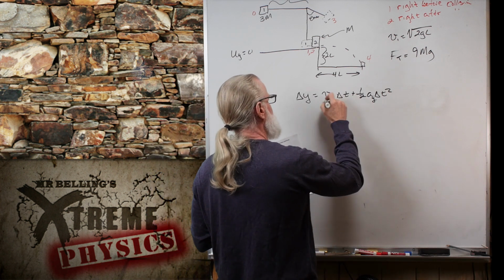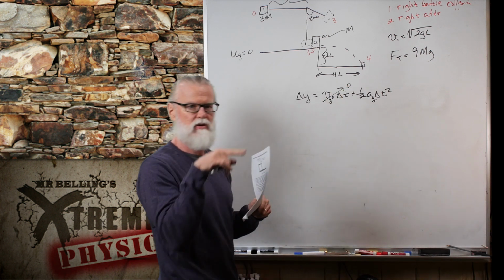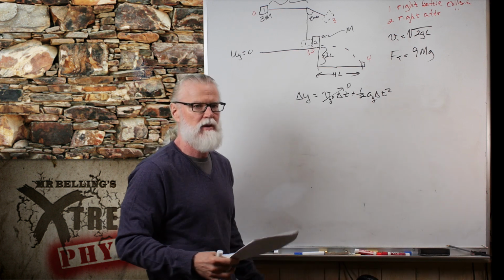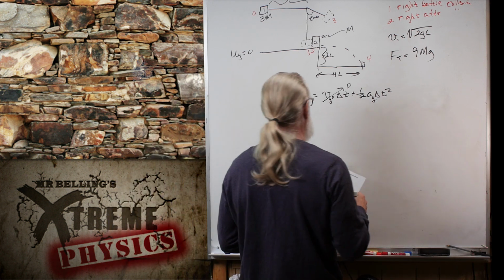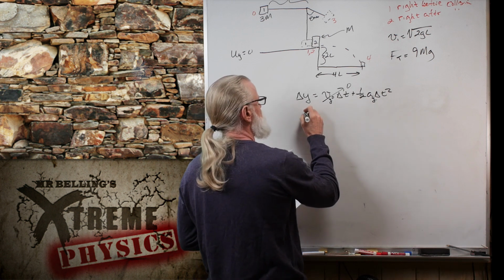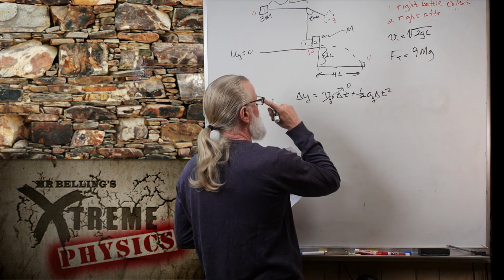So initial velocity in the y direction is 0. It's launched horizontally. It has a horizontal velocity, but we're not looking at that. We're breaking it into its x and y components. So what do we got? Delta y is 2L.